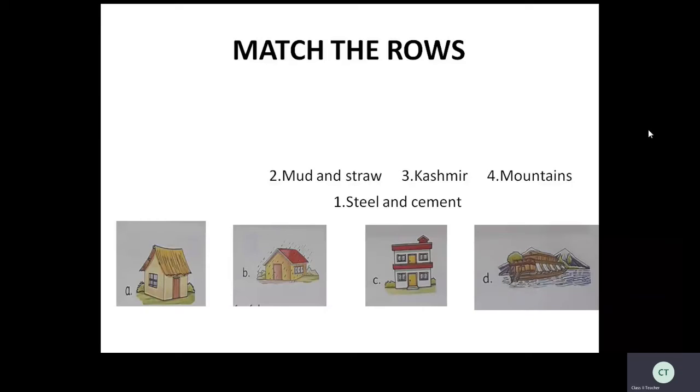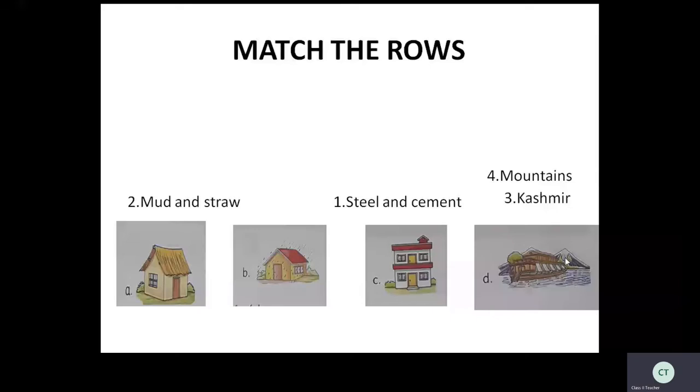The next one is mud and straw. What is the answer, children? Yes, with mud and straw, we make kacha type of houses. Kacha houses, isn't it? Made of mud and straw. Then next, Kashmir. What would be the answer, children? Yes, Kashmir. What can we find there? We can find the houseboats, isn't it? So, in certain places, we can find special types of houses. So, answer is Kashmir.